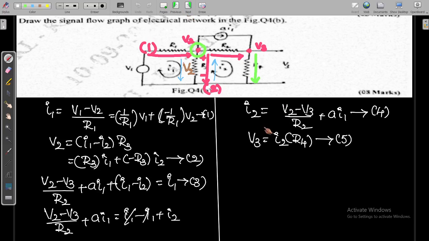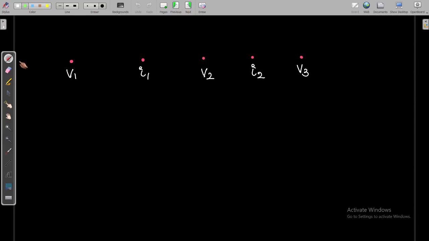See the first equation will be what, I1 is 1 by R1 into V1 minus 1 by R1 into V2. So for I1, from V1 you are getting 1 by R1, from V2 you are getting minus 1 by R1. Draw that. So we will draw that. From V1 you are getting 1 by R1. Next from V2 you are getting minus 1 by R1. So that is the first equation signal flow graph.